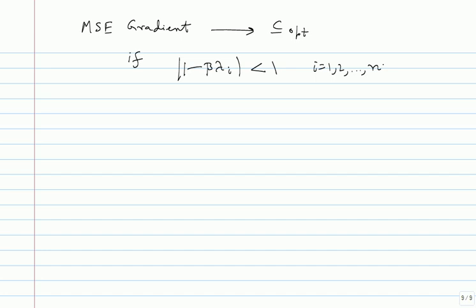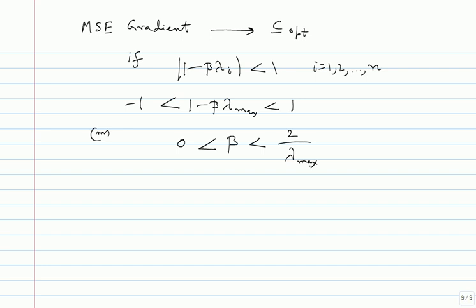So my MSE gradient converges to C opt if modulus of 1 minus beta lambda i is less than 1 for i equals 1 to n. Since I have already ordered them, only one thing will really matter: lambda max. If you satisfy this for lambda max, for everything else it will automatically be satisfied. So all I have to do is make sure that 1 minus beta lambda max lies between plus 1 and minus 1, or beta lies between 0 and 2 by lambda max.